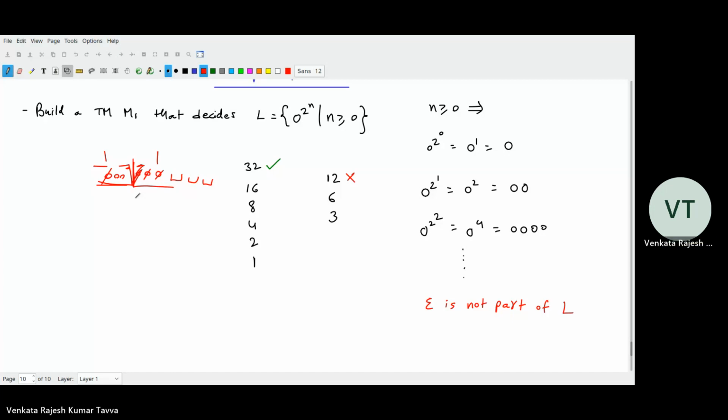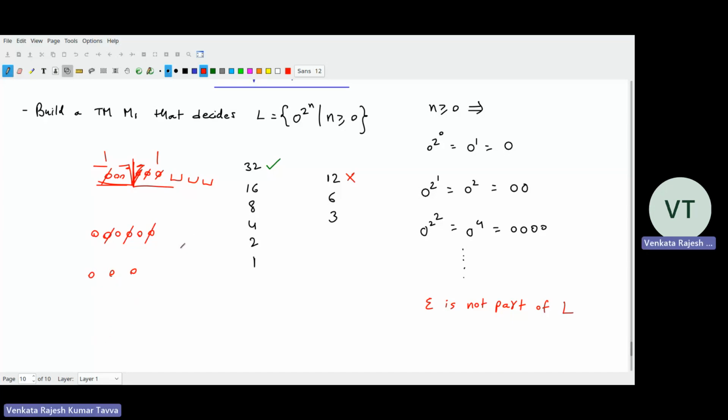That's it. If you have 6 zeros, I start from the beginning, I cross this zero, then I cross this zero, then I cross this zero. Now in the next step, I have 3 zeros. Within this, I cross this zero. But actually, once you get 3, you won't do any crossing. You have an odd number, you will reject it right away.